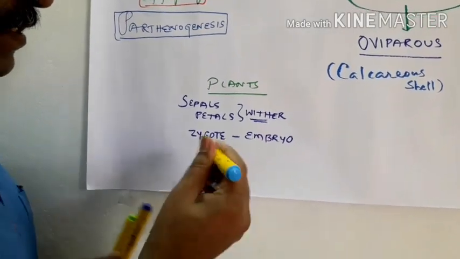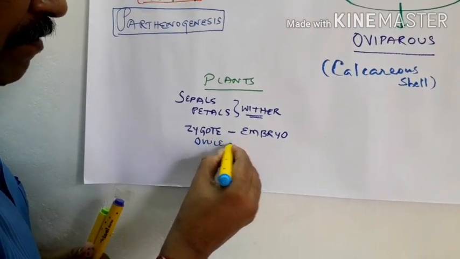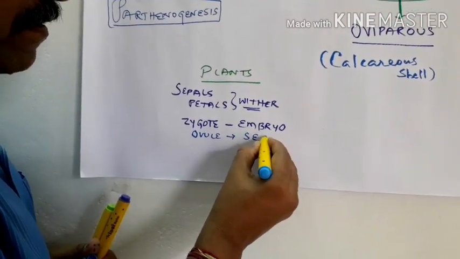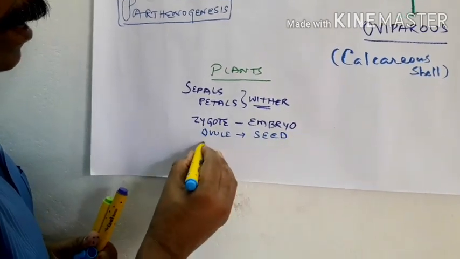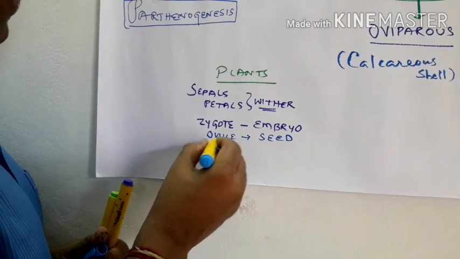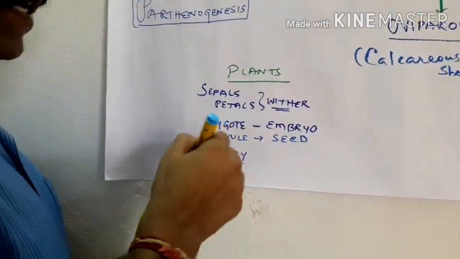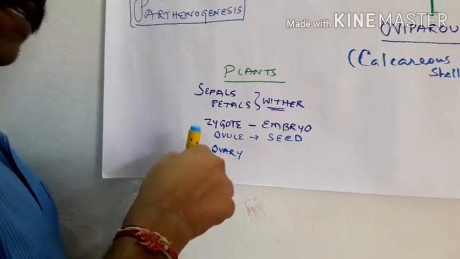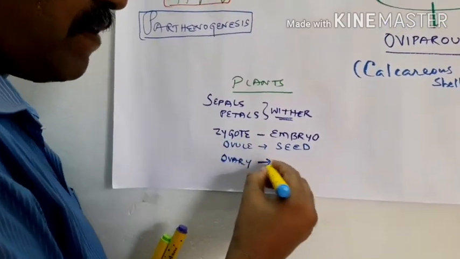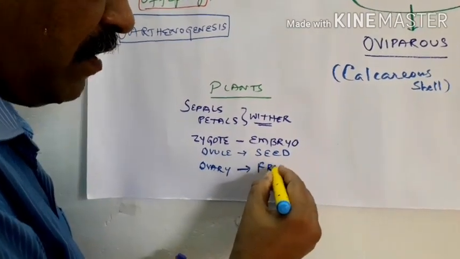The next one is the ovule. If you see, the ovule will change into the seed, and the ovary, inside which the ovule is present. So you have studied in class 11 that ovule is present in the locules, isn't it? So these are enclosed inside the ovary. So the ovary will definitely change into what? Very good. Yes, it will change into the fruit.